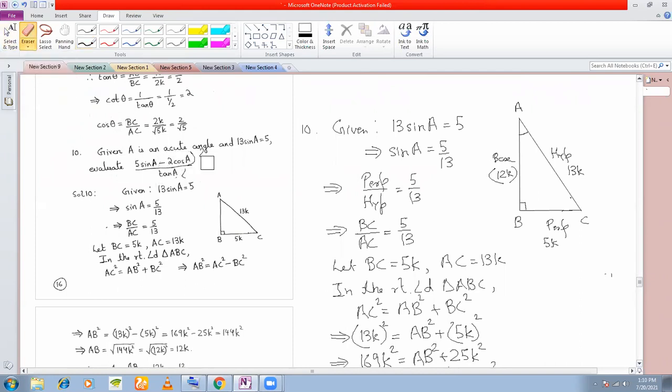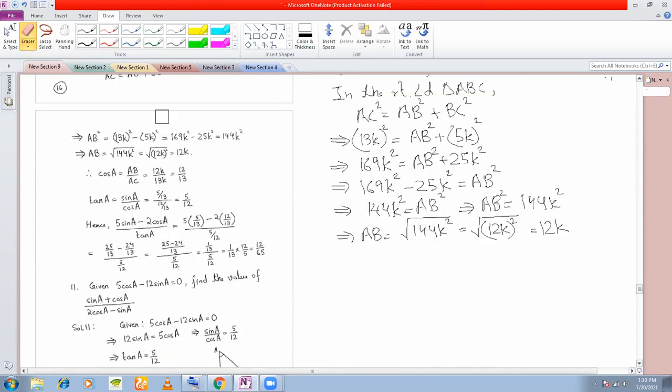Now see, we already know sine A from here, right? We don't know cos A. Cos A we need to calculate, right? Tan A we don't know, so we'll calculate tan A. So we only need to calculate cos A and tan A. So let's calculate cos A and tan A. Therefore, cos A is equal to base by hypotenuse.